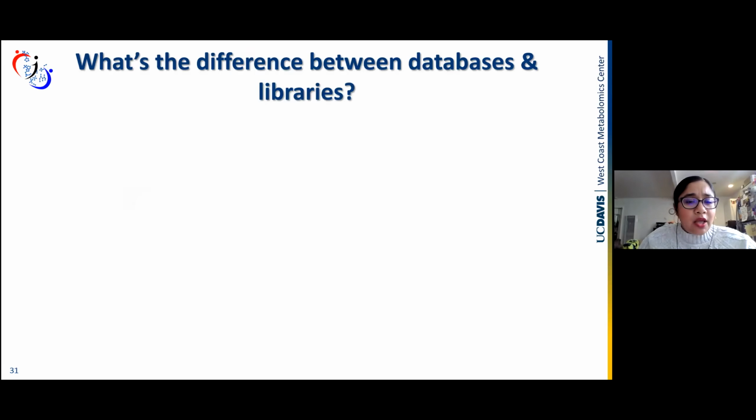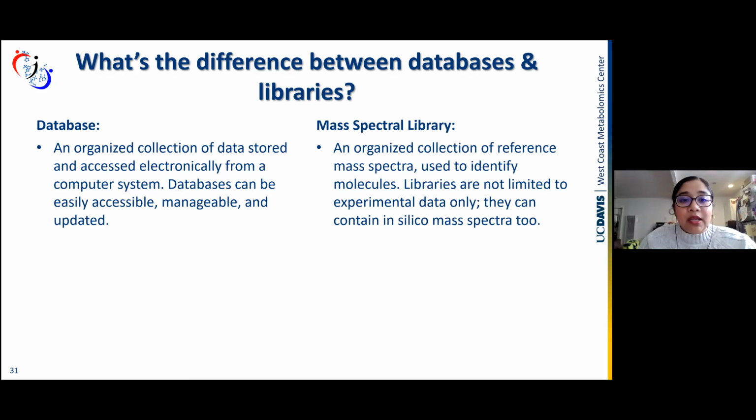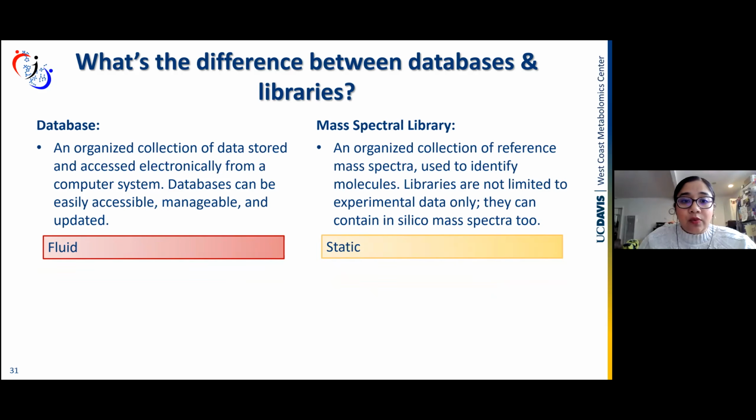So we've talked a lot about libraries, and now I'm moving on to databases, but I really wanted to answer the question, what's the difference between them? A database is an organized collection of data that's stored and accessed electronically from a computer system. Databases can be easily accessible, manageable, and updated, not on a user's side, but on the programmer's side. Whereas a library is also a collection of reference mass spectra used to identify molecules, but libraries are not limited to experimental data only. They can have in silico mass spectra. In my opinion, databases are more fluid, whereas libraries are static.